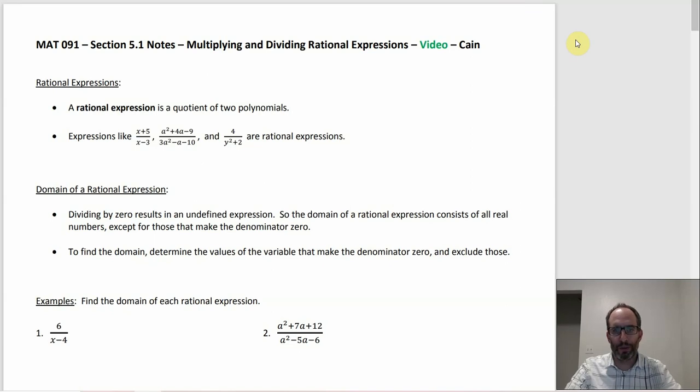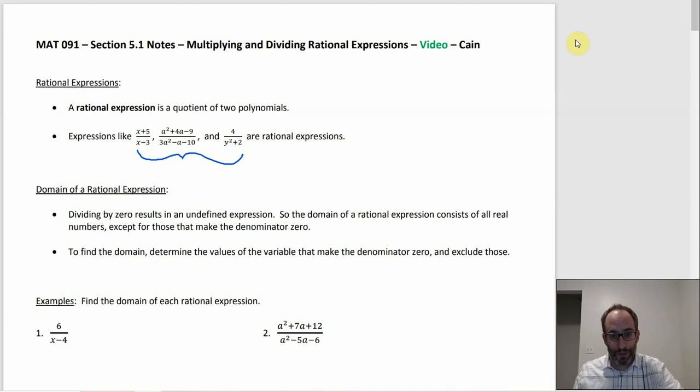Chapter 5 is about rational expressions. And what those are, and if you take a look, you can see a few of them down here. They kind of look like fractions, except that instead of having one number divided by another number, you've got one polynomial divided by another polynomial. So it's just a quotient of two polynomials, one divided by another. So something like what's there, those three examples.